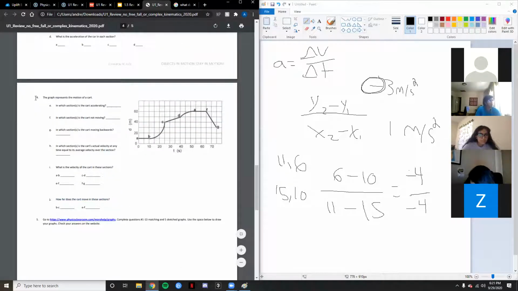All right, so let's move on to 4. The graph represents the motion of a cart. In which sections or section is the cart accelerating? So we got a position or displacement time graph right here.